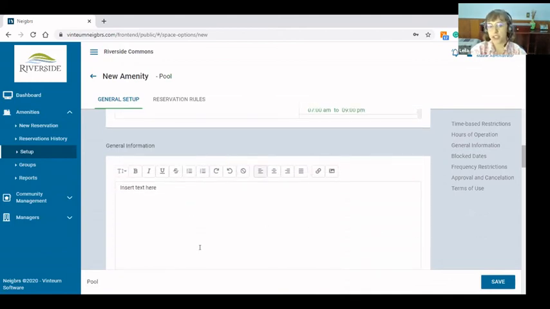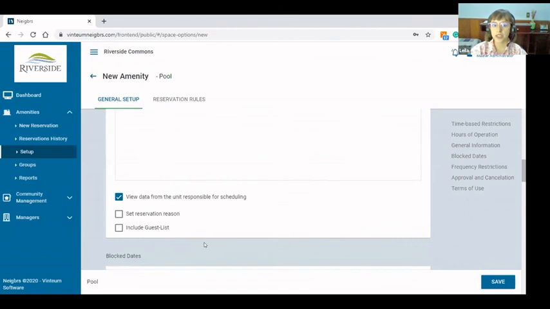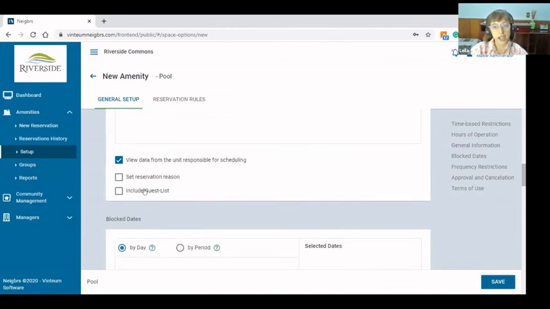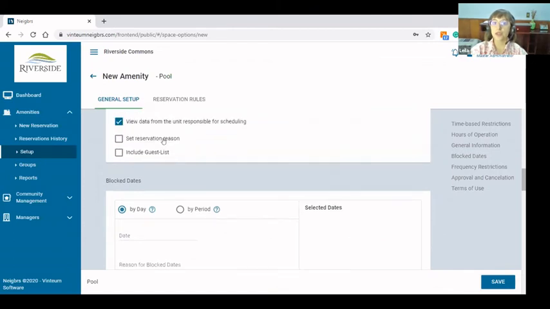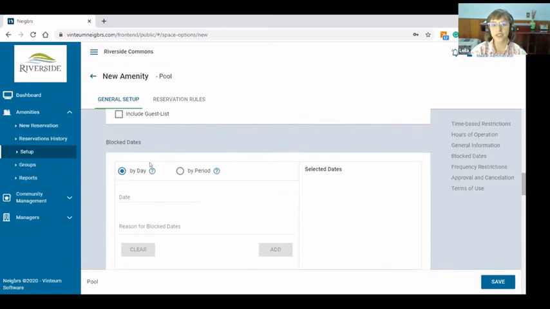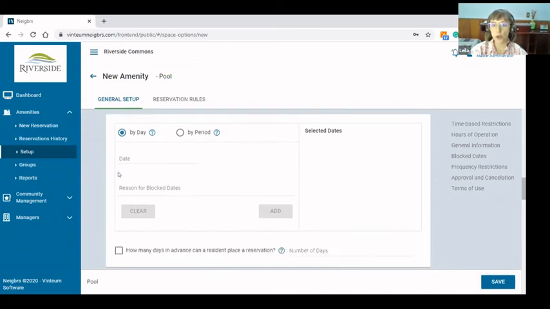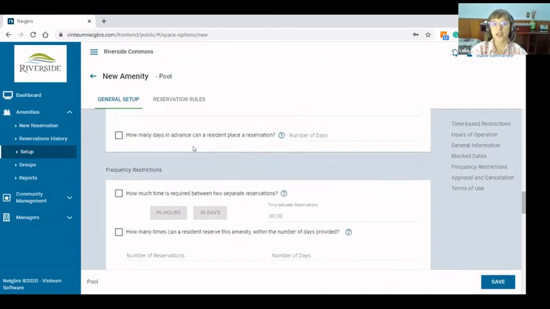Any general information, I can put that in here. I can again include a guest list. I probably wouldn't for the pool. And I can include a reason. So that's quite important for a clubhouse. Maybe residents aren't allowed to hold, I don't know, a rally. I don't know why they would, but a rally at your clubhouse. And if they say that's what it is, they can't book it because they've included a reason. As John showed, we can block off dates.